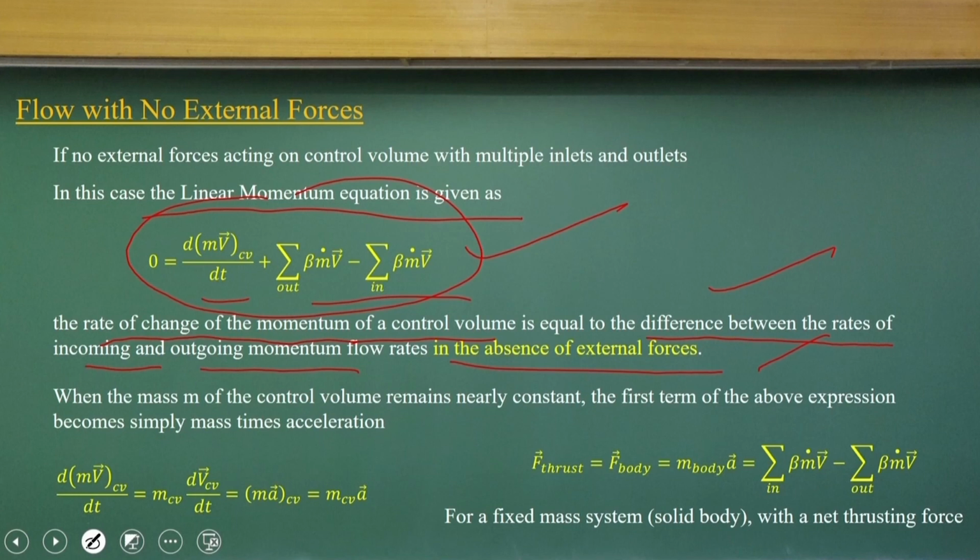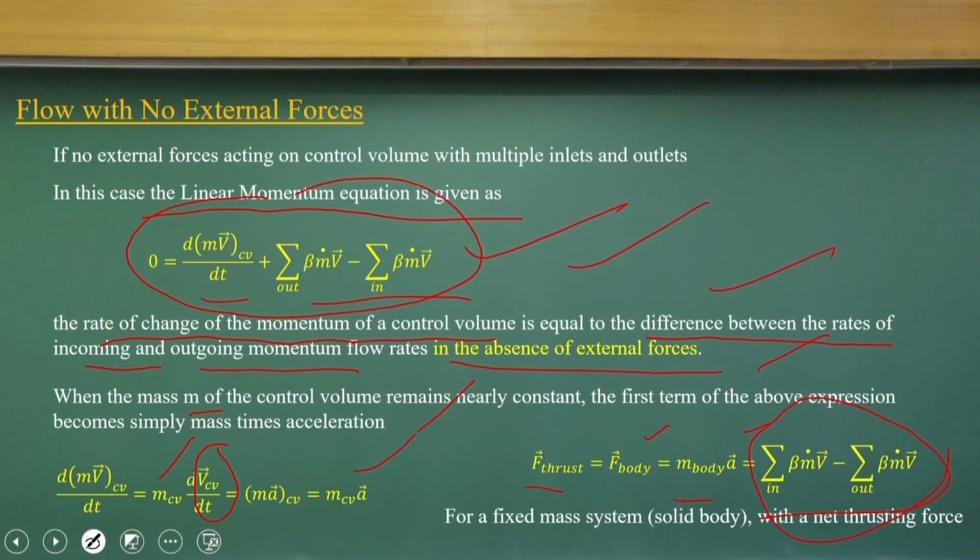So, if you assume the mass of the control volume is m, which remains constant, then we can write this part as mass of control volume times dV by dt, that is the acceleration. So, mass of control volume times the acceleration. The thrust force acting on the body is the mass of the body times the acceleration, which equals the net outflux of the momentum flux going out.